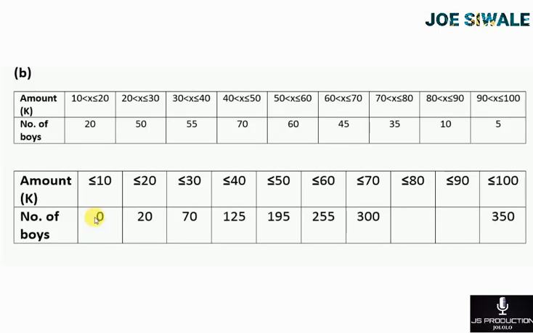To complete the cumulative frequency distribution table, where x is less than or equal to 80 and where x is less than or equal to 90, I'll be adding one number to the next number. So where x is less than 10, that's 0. And where x is less than or equal to 20, that's 20. So to find the next one, I'll say 20 plus 50, which is 70. To find my next number, I'll say 70 plus 55, which is 125.